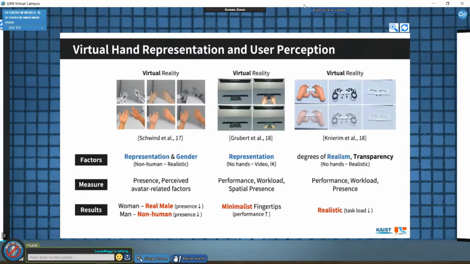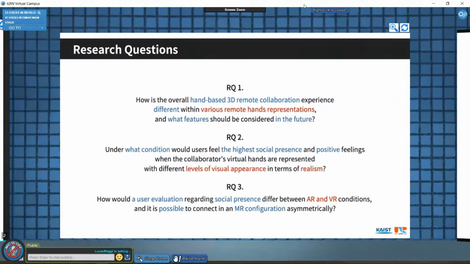Thus, we set the following research questions to achieve the main purpose. The first one is, how does the overall hand-based 3D telepresence experience differ within various remote hand representations, and what features should be considered? In what condition would users feel the highest social presence when the virtual hands are shown with different levels of visual appearance? Lastly, how do user evaluations differ between AR and VR, and is it possible to connect in an asymmetric mixed reality configuration?